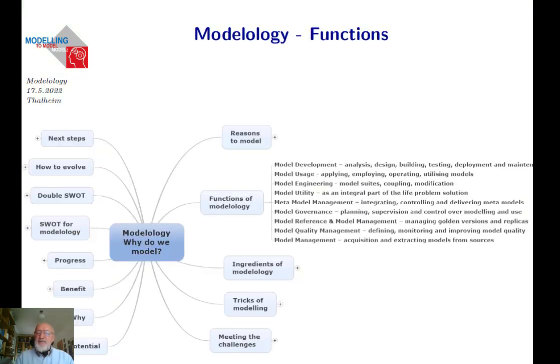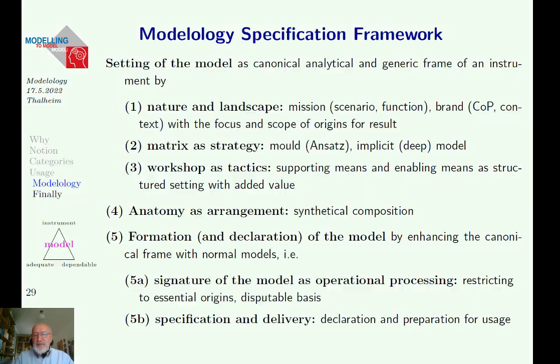That means, if we go for a systematic discipline, we have nothing else than functions of modelology. These could be separated into model development, model usage, model engineering, model utility, meta-model management, model governance, model reference and model management, model quality management, or in general model management. That would be the branches of our modelology as a discipline.